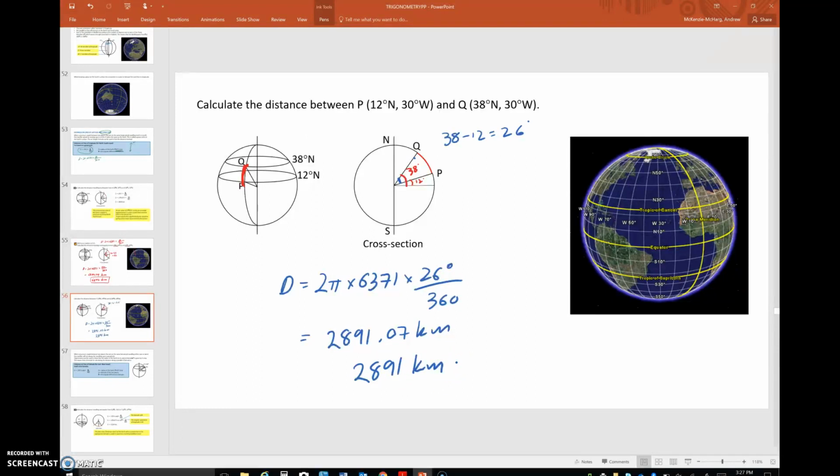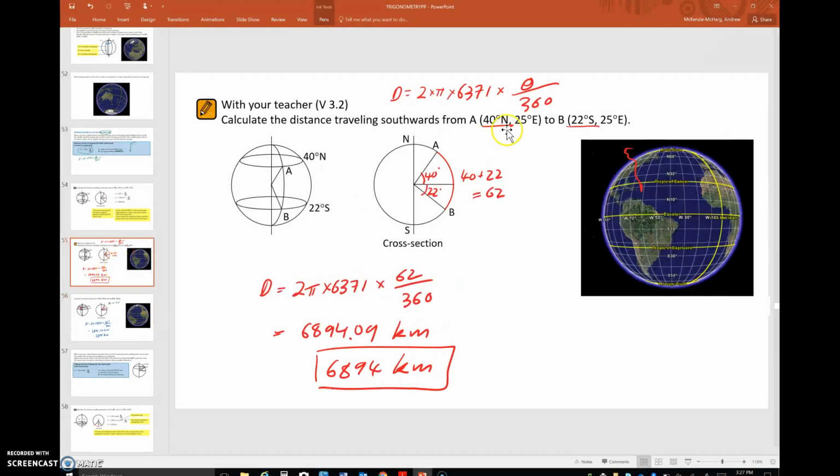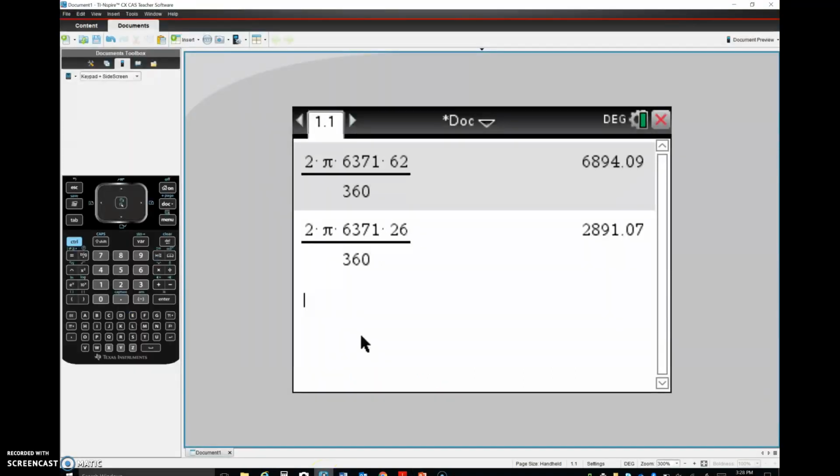So the big thing to take from this is that if both places are either to the north or the south, then we'll subtract those angles to find the angular difference, theta. If one's north and the other's south, then we'll add them up to find that angular difference. So have a look in the description for the video to see the questions that you should try for this one. And also I'll show you the calculations that we did for this if you weren't sure how to put those into your calculator. There they are there.